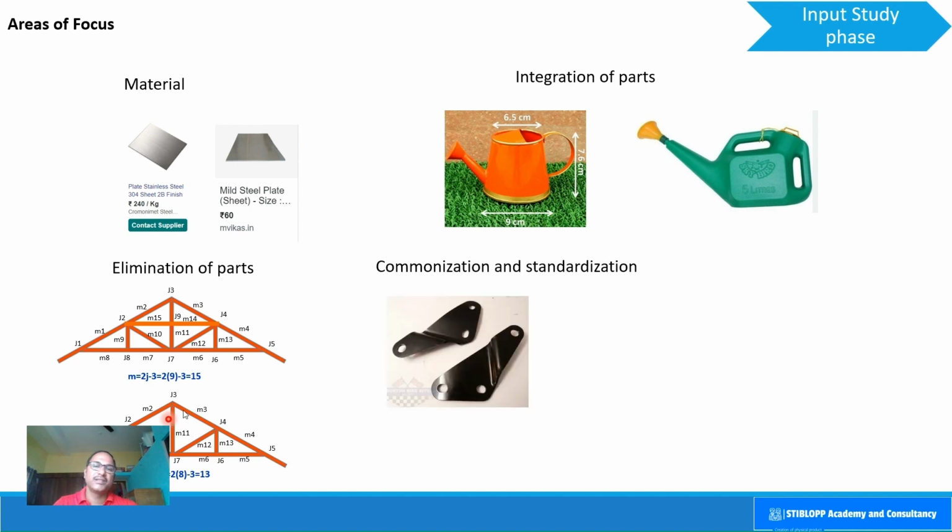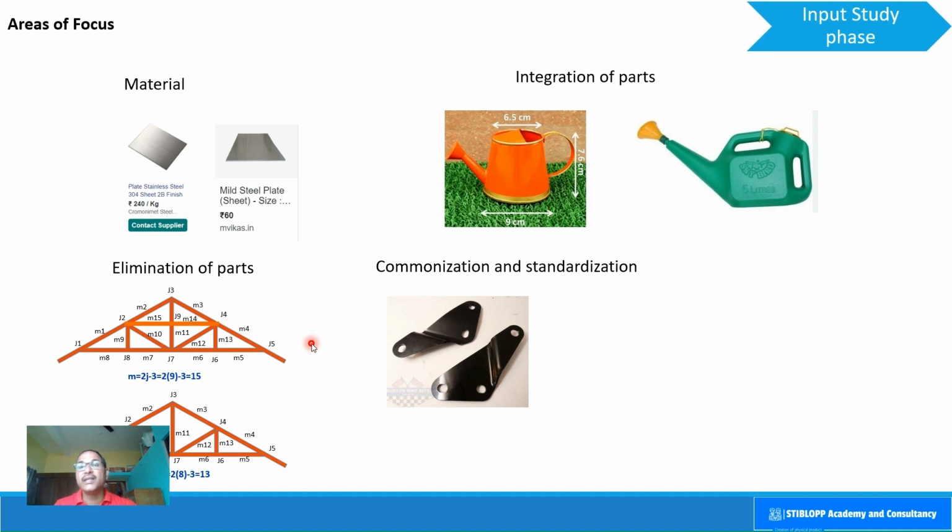Commonization and standardization. So one is the LH bracket and one more is the RH bracket. These are symmetrical. If you combine these two brackets into a single bracket, it can just be rotated and used on the other side. This is another area where we can focus.